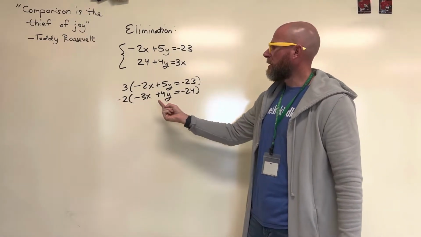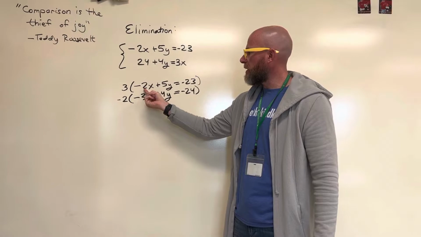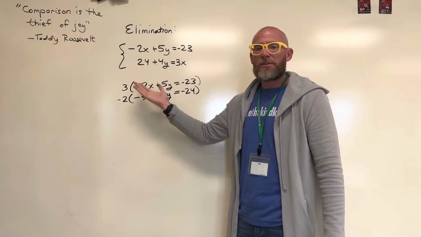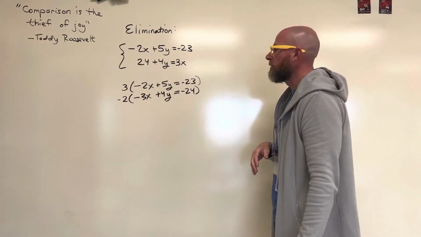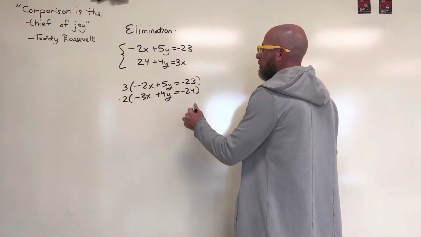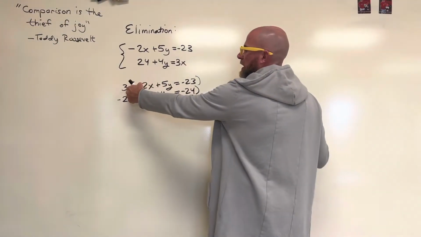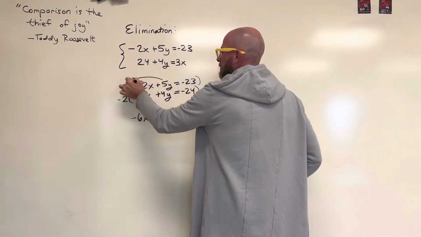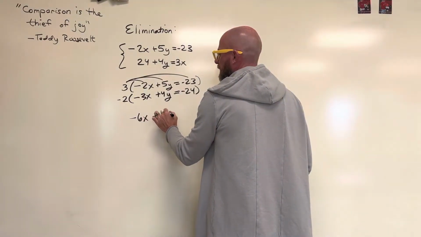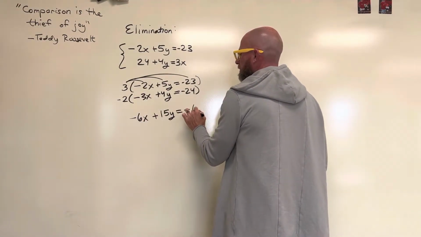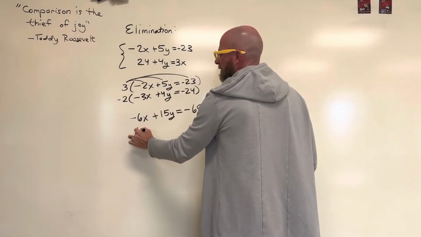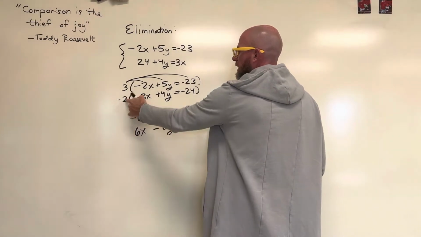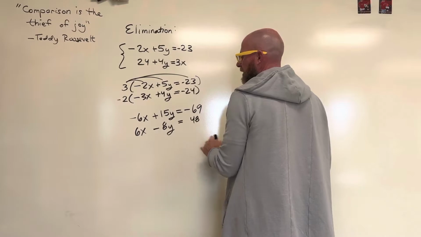When I do this by 3, notice it'll give me a negative 6x here. When I do a negative 2 times here, that gives me a positive 6x. So when I would add those together, that would eliminate the variable. And then I just have to distribute through. So what does this equal when I do that? So as I multiply across, and again, I'll rewrite down here, I have negative 6x when I distribute to everything, plus 15y equals a negative 69. Over here I have 6x minus 8y equals negative times a negative becomes a positive 48.